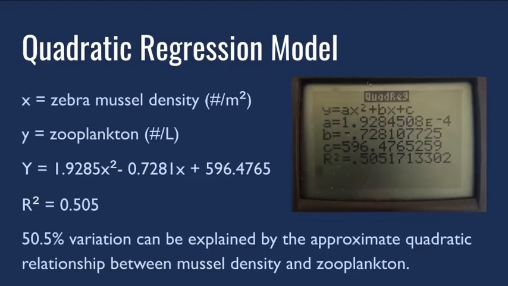We have a coefficient of determination of 0.505. Therefore, there is a moderate quadratic relationship between mussel density and zooplankton. So 50.5% of the variation can be explained by the appropriate quadratic relationship between mussel density and zooplankton.